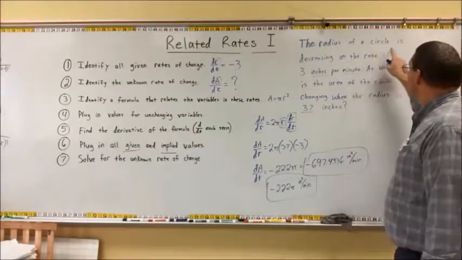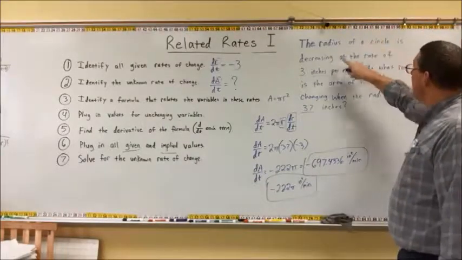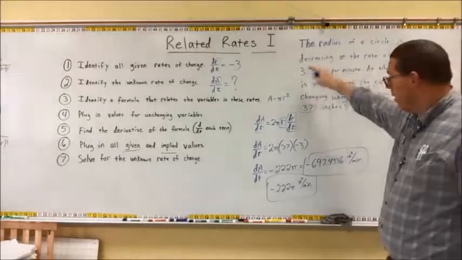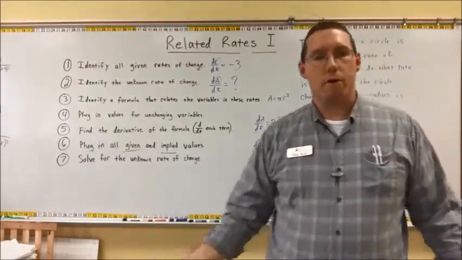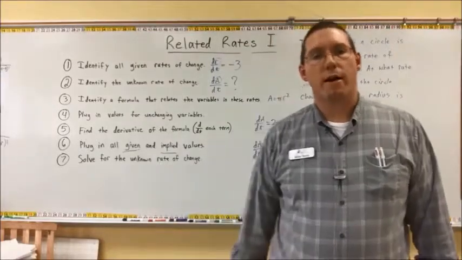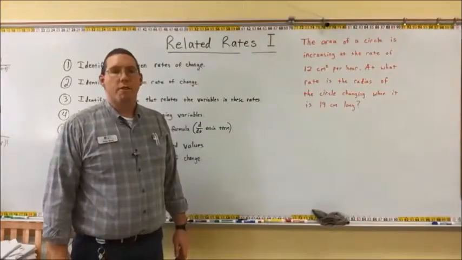Okay, and so what's happening to the area? Since the radius is decreasing, this negative means that the area is also decreasing. Okay? Let's try another example. All right, here's another example.